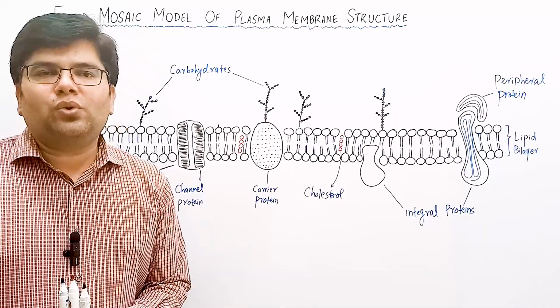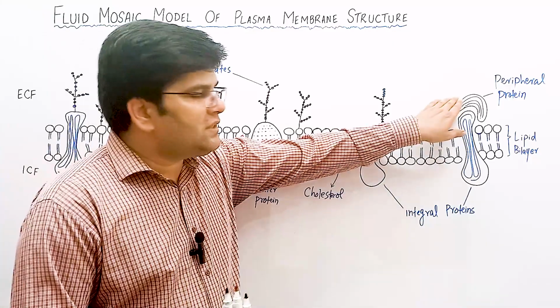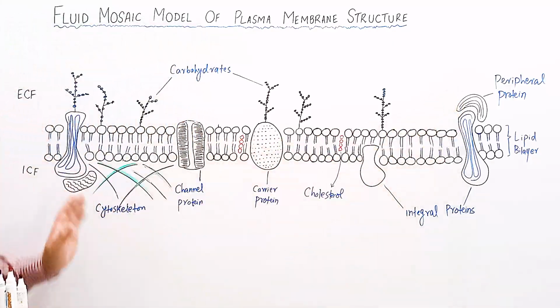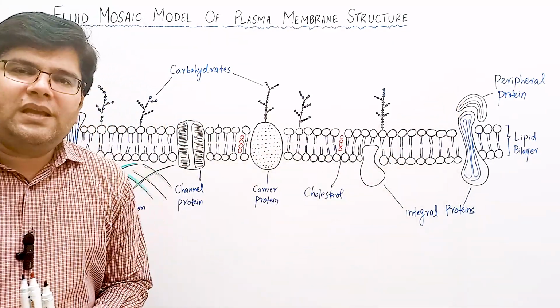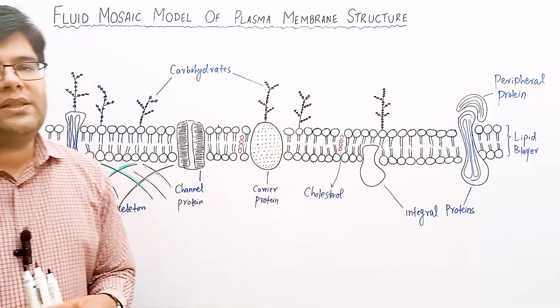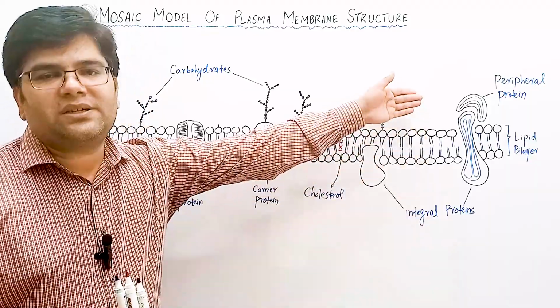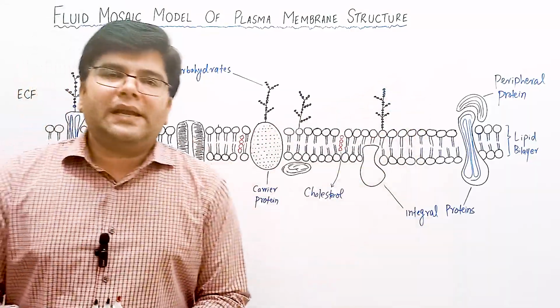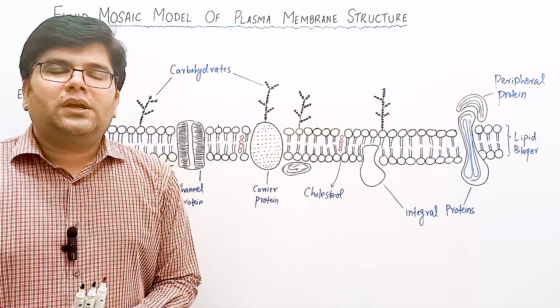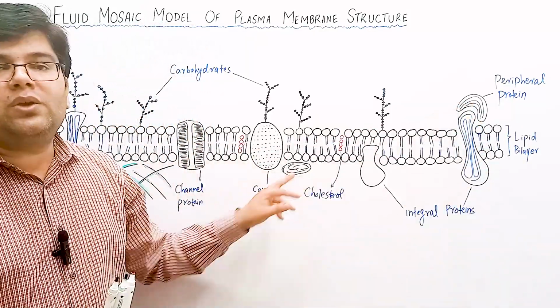Peripheral proteins are those small globular molecules which are present either on the outer surface of the cell membrane or on the inner surface of the cell membrane. Being polar molecules, they cannot pass through the cell membrane. So this is why they are present either towards the intracellular surface or towards the extracellular surface. And they are attached through weak chemical bonds either with integral proteins or with lipid molecules.